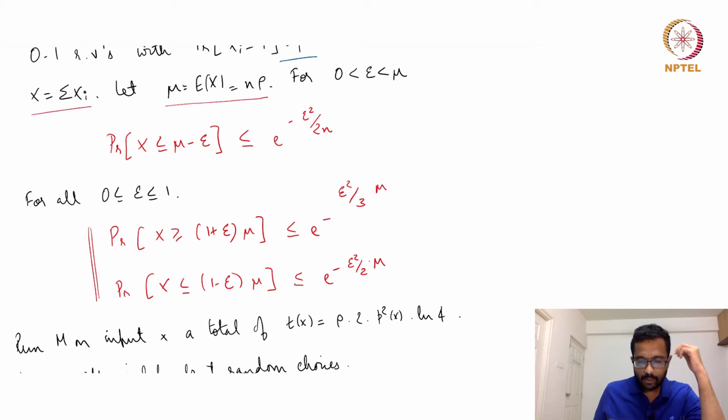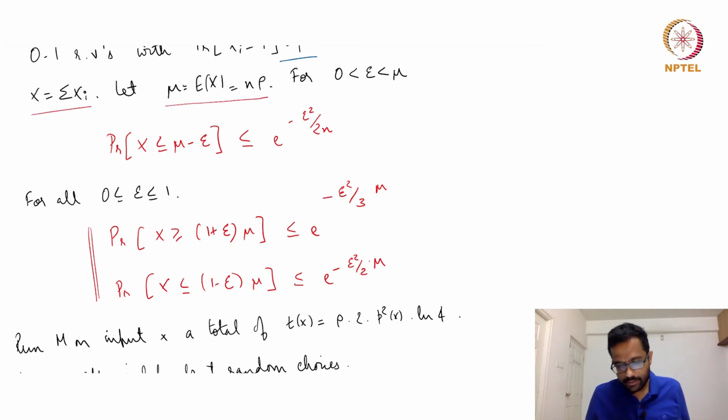It says that the probability that X is significantly bigger than the mean, where mu is the expectation of X, is at most e to the power minus epsilon squared times mu divided by 3, and the probability of it being significantly smaller than the expectation is also, again, e to the power minus epsilon squared times mu divided by 2. So the point is that this is an exponentially small quantity.